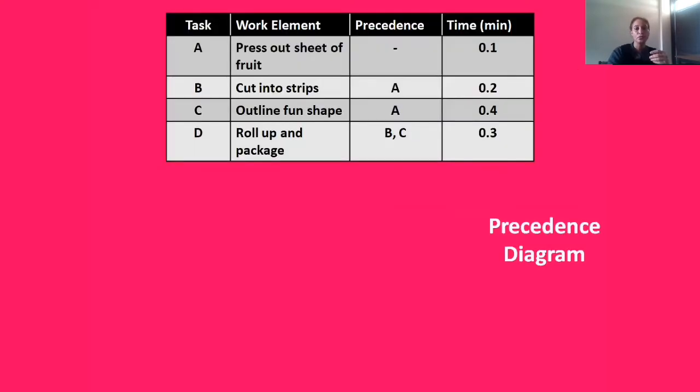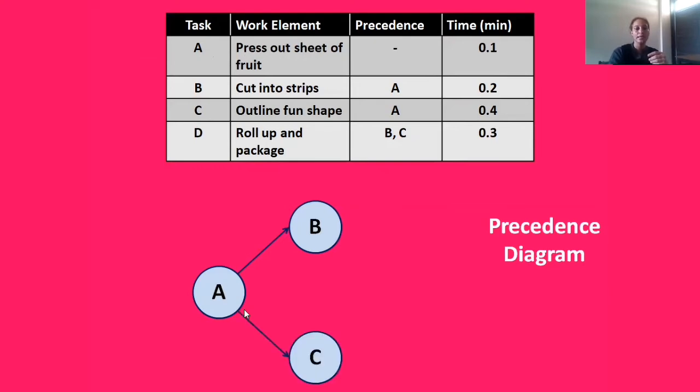Firstly, we need to draw the precedence diagram. For task A, there is no precedence, which means the diagram will start from A. So on the first node, we write A. Then for B, the precedence is A, so from A we draw out B. Similarly, for C, the precedence is A, so from A again we draw out C. Then from B and C we draw out D, because for D the precedence are B and C. This way we have made our precedence diagram.